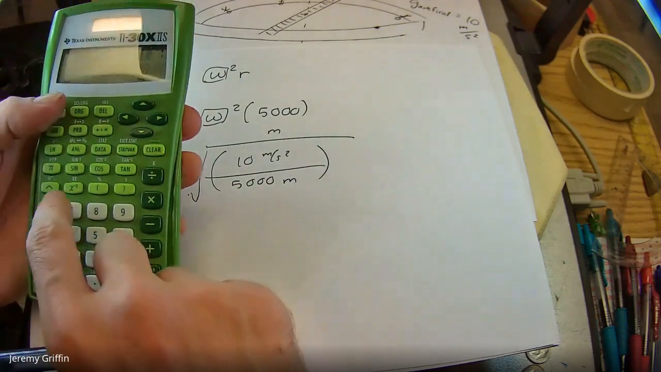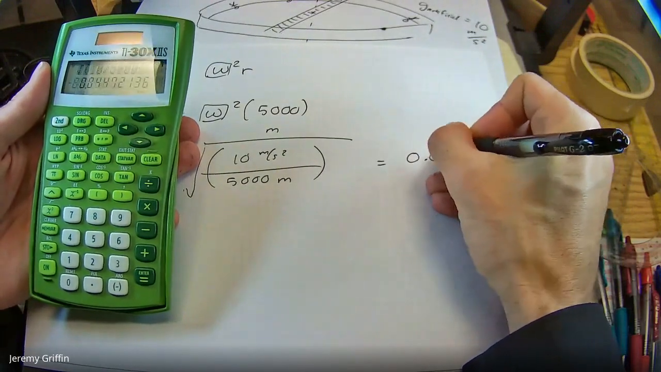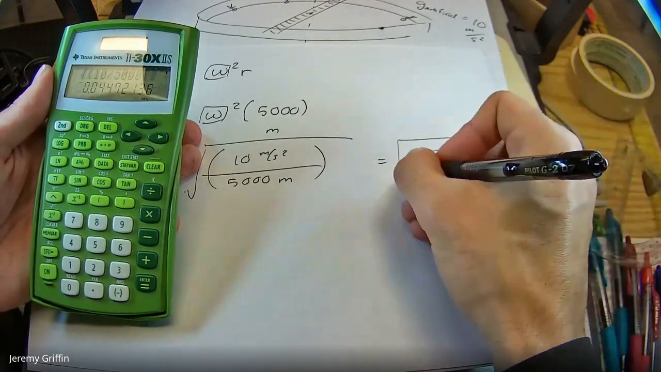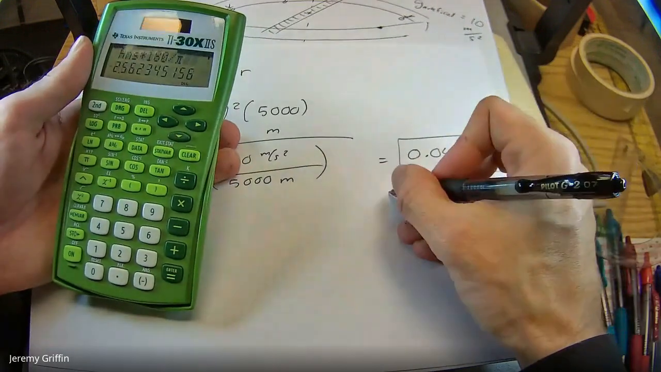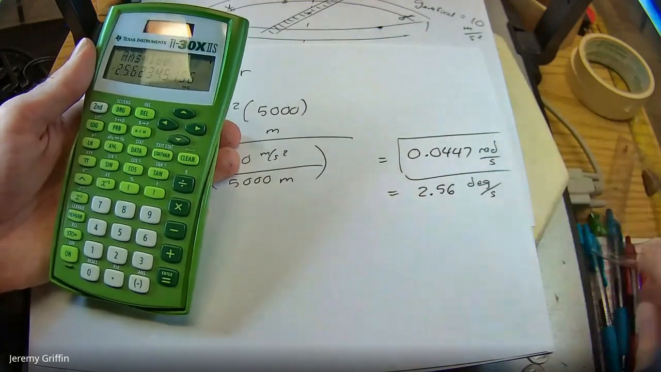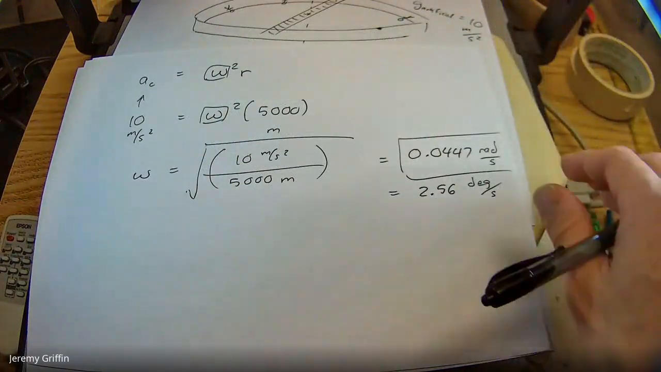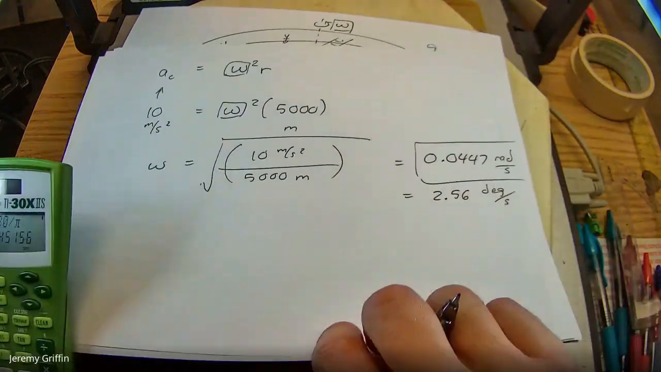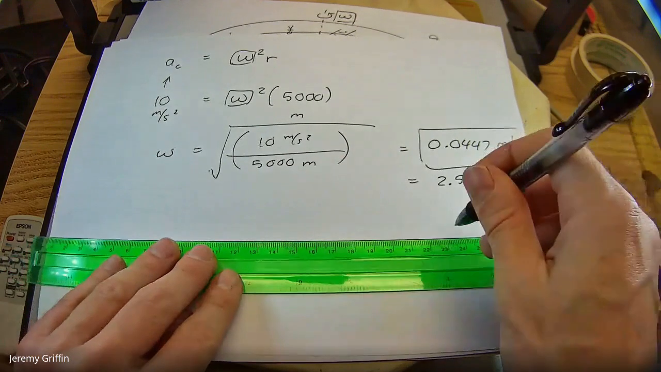Let's see what that is. Square root of 10 over 5,000 is 0.0447 radians per second. If you're curious, times 180 over pi, that's the same thing as 2.56 degrees per second. So if you have a protractor, you can count 2.5 degrees, rotating that much every second. You can watch this thing spinning about 2 or 3 degrees per second. You can watch it rotate really slow. The other question though was how much time does it take to rotate once? Now, I'm going to solve that with the dimensional analysis table.